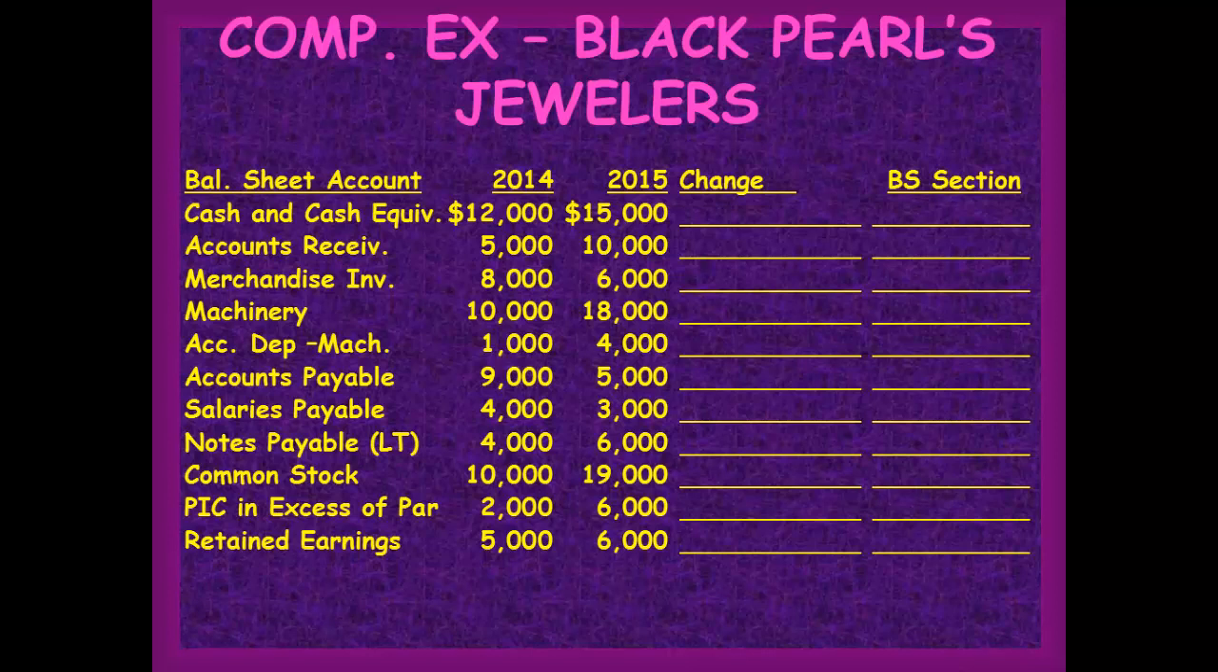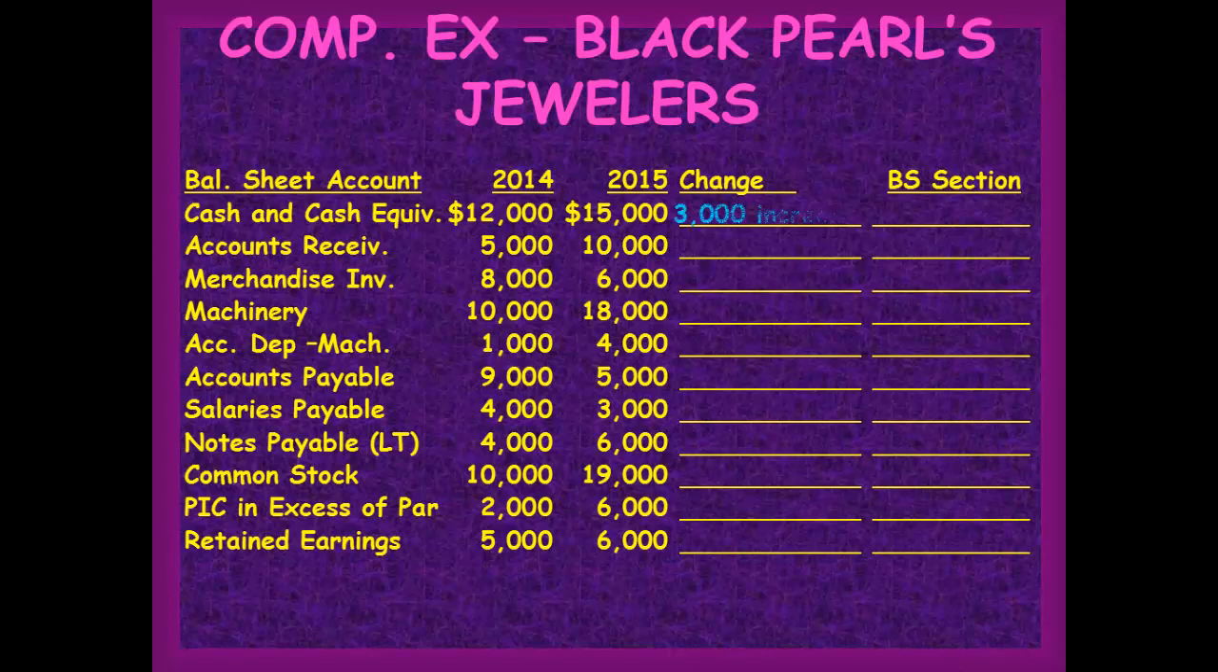We are going to go step by step. If you put that to the side, you're going to see I'm following all those same steps right now. The first thing it tells you to do is to determine the increase or decrease in our accounts on the balance sheet. The second step says to identify on what section of the classified balance sheet that account would appear.